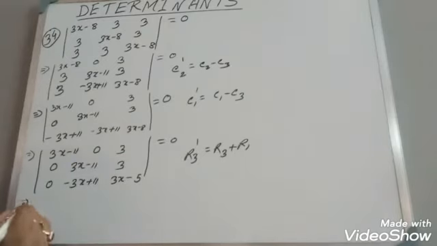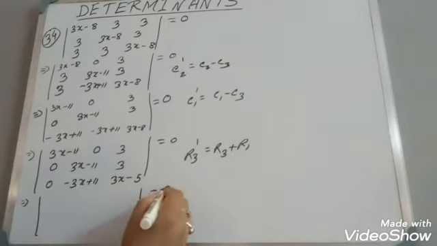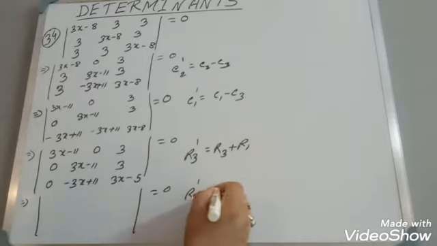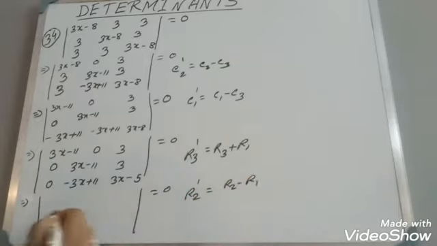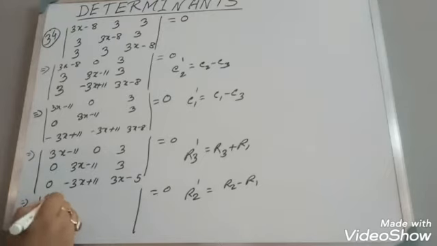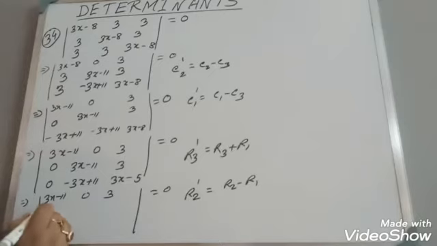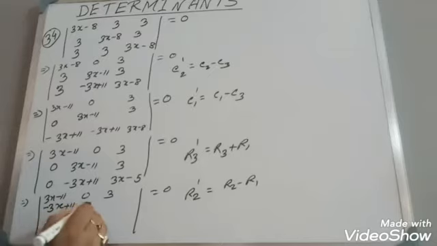Okay. Next operation will be given on the second row. So R2 dashed equals R2 minus R1. What we will do? 3x minus 11, 0, 3. The first row will remain the same. Only the second row will be operated. So minus 3x plus 11, 3x minus 11 and 0 here. 0, minus 3x plus 11, 3x minus 5. Okay. Now we have to expand these terms.